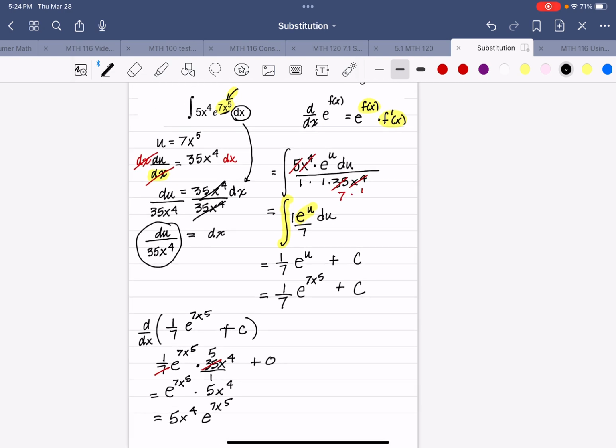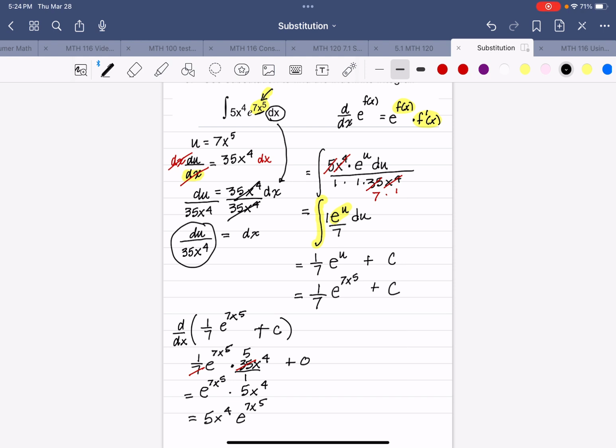So it's not a bad idea to take the derivative of what you get just to show that you have the right answer. But it's not required, okay? This is the check. It's not required.